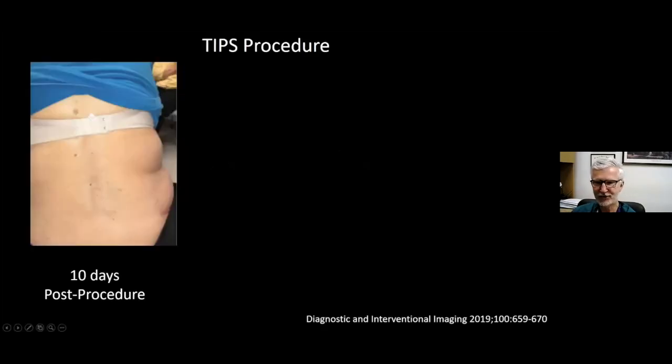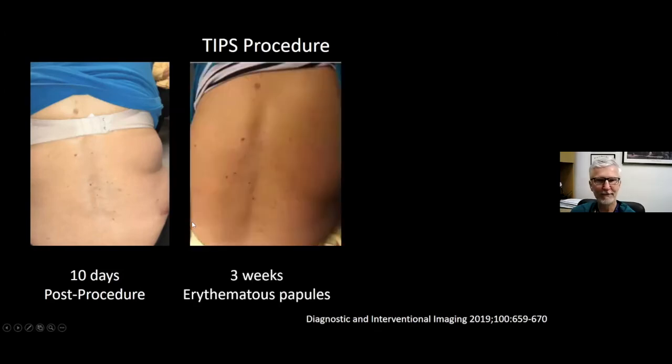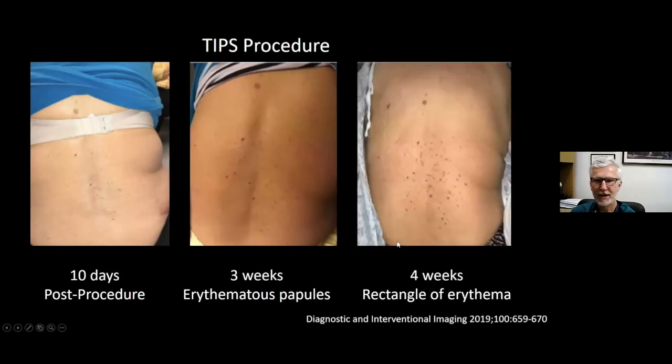Here's a case that was described in 2019. 10 days after the procedure, the patient was complaining of itching on their posterior wall of their abdomen. 3 weeks later, the patient was developing erythematous papules in the skin. 4 weeks later, these papules are becoming more prominent, and already you can barely see this rectangle of erythema for this patient, okay? Normally, rashes have a geographic border.